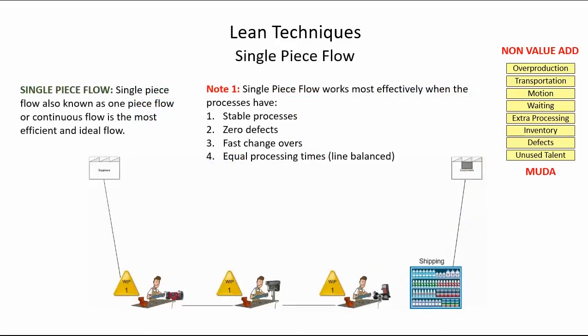Now let's introduce pull production or pull systems. Single-piece flow, also known as one-piece flow or continuous flow, is the most efficient type of pull system. Single-piece flow works most effectively when processes are stable, have 0 defects, fast changeovers, and equal processing times, or a balanced line.